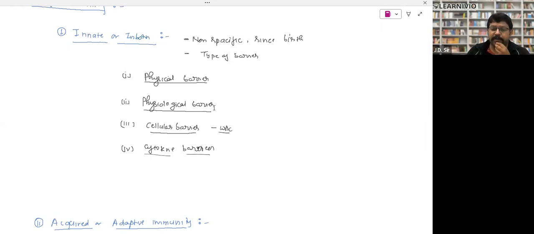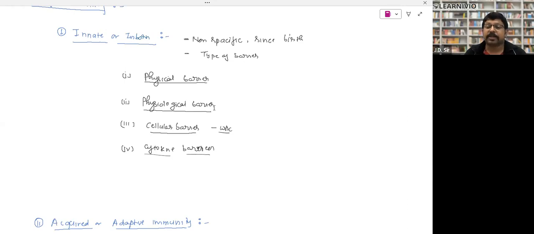Physiological barrier. Suppose we eat something which has bacteria. First, it will go in my mouth. My saliva has the enzyme lysozyme. Lysozyme will try to kill that bacteria, right? Suppose lysozyme is unable to kill it. Inside my body, it will go to the stomach. Inside the stomach, there is HCl. HCl will kill that, right? So these are the physiological barriers.